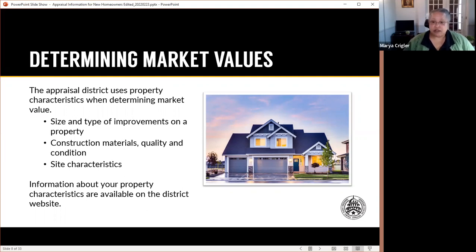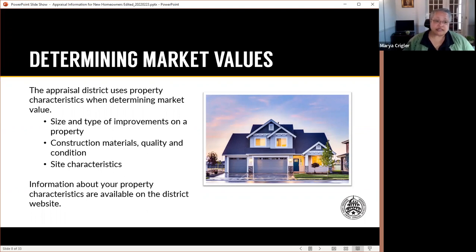Is it a small bungalow? Is it a McMansion? Those size and types of improvements all add to our equation and how we calculate the value of your property. We're also going to look at the construction materials, the quality, and the condition. Is it a house with all wood siding? Is it all brick? Is it using high-end property characteristics? Is it well-maintained? Those all come into play.